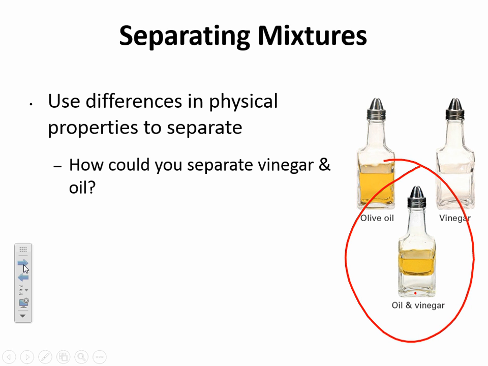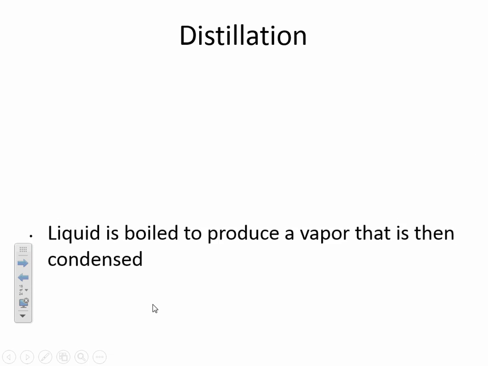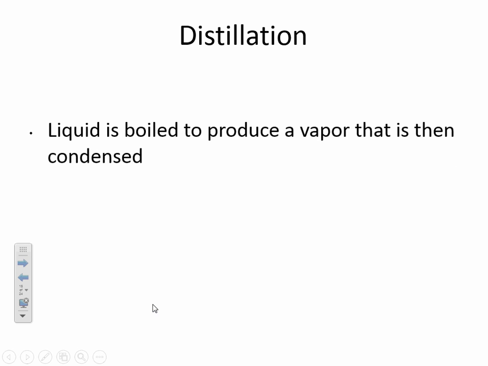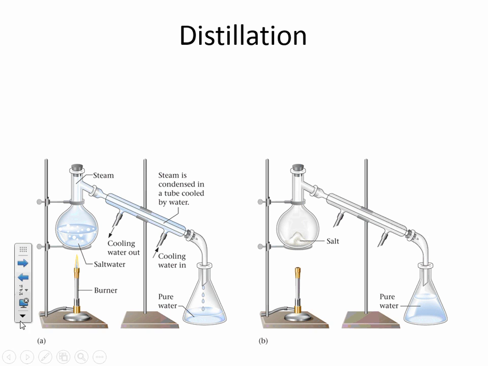At the bottom, if we had an opening down here, we would get the vinegar out, and then you could collect the oil separately. In distillation, we use that for purifying water, and the liquid is boiled to produce a vapor that is then condensed. And the apparatus looks like this.